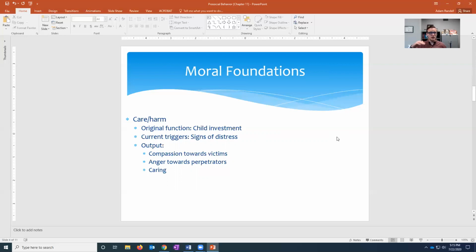Now, sometimes in our current environment, different stimuli can trigger old mechanisms, and it still generates the same or similar output, but new things can trigger it. But in this situation, it's still roughly the same trigger, distress. The only difference is now distress in adults and distress in others can trigger that foundation. And so when we see these signs of distress in other people, people who endorse the care and harm foundation are more inclined to have compassion for people who are being hurt, anger towards those who are doing the hurting, and feel a sense of caring in general. So again, this foundation helps social life, but it helps individuals, all right?